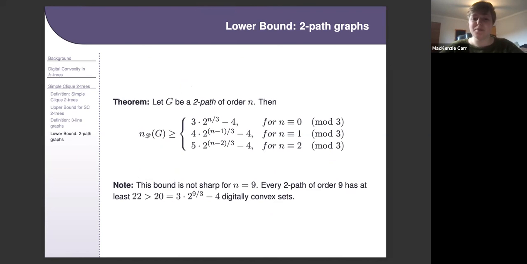The problem is that this bound for 2 paths is not sharp. If you look at every 2 path graph of order 9, the smallest number of digitally convex sets is 22, whereas this bound shows us that we have at least 20. So this can be improved for 2 paths, and it can possibly also be improved for simple clique 2 trees. But that is still something that we haven't been able to prove yet.